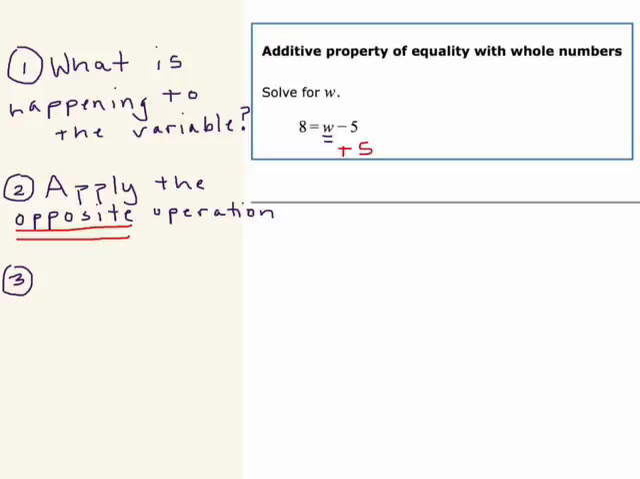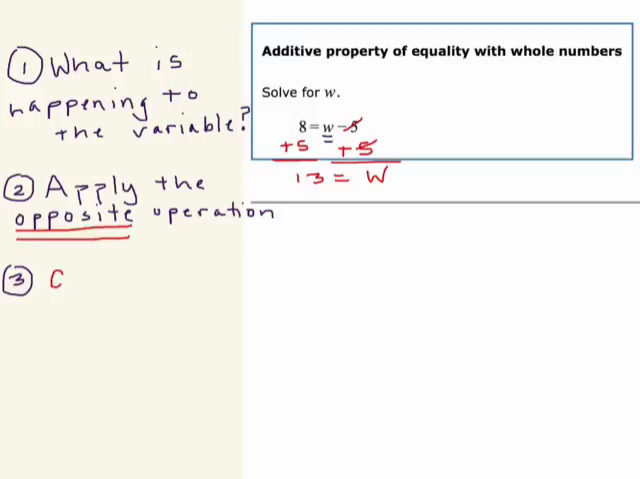And remember, we talked about in class, this equation is in balance. So if we're adding 5 to the right side, we're going to add 5 to the left side, which leaves us with 13 on the left, and 5 and negative 5. These two cancel out, and we are left with w is equal to 13.